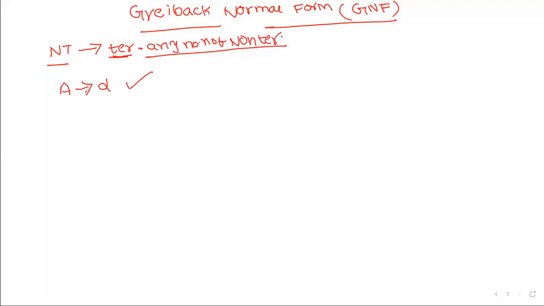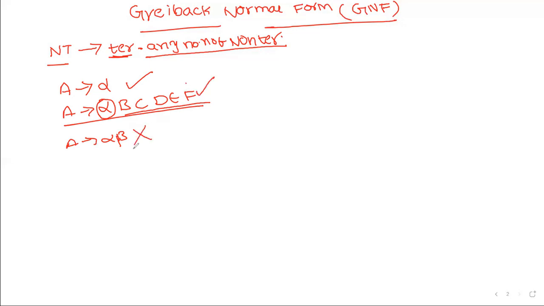This production is in GNF, that is, alpha is a terminal. Suppose A tends to alpha, some B, C, D, E, F like this. This is also in GNF. It starts with alpha and contains only non-terminals after that. For example, A tends to alpha, beta. If alpha and beta both are terminals, then this is not in GNF.